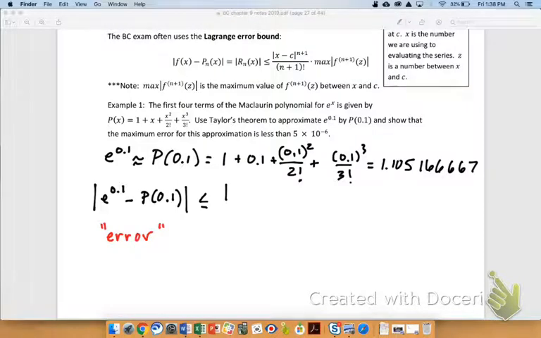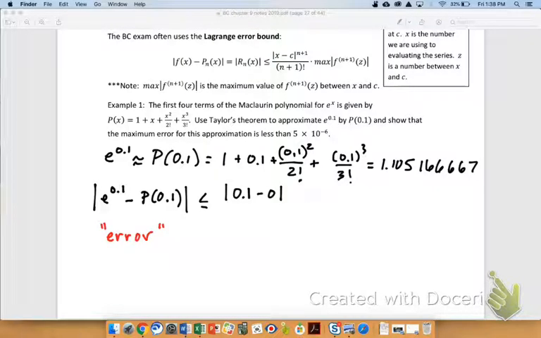0.1, right? That's the number we plugged in. That's the number we're trying to approximate at. Minus, what's my c value? 0. It's Maclaurin, so the centering value is 0. So 0.1 minus 0 to the n plus 1.